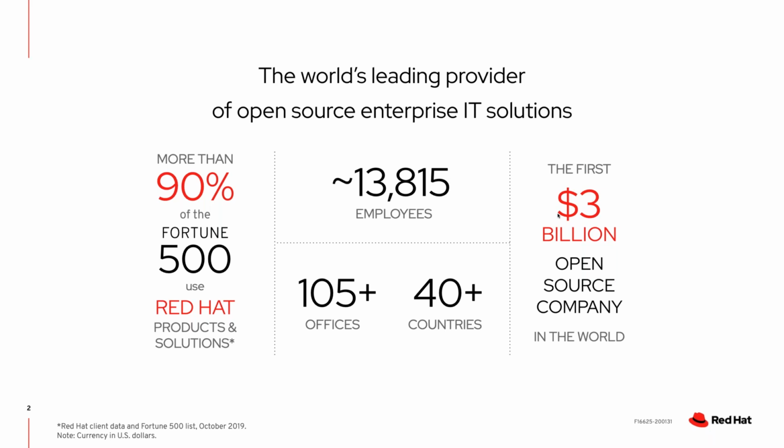We are fortunate that we work with more than 90% of the Fortune 500 companies. They use at least one or more of Red Hat's products and solutions in their data centers or on the public cloud environments, wherever they are currently present. We have more than 14, 15,000 employees, spread across the planet in more than 105 offices across 40 countries. What that means is we want to be close to where our customers are. Instead of our customers being pulled into where we are, we want to be working with them day in, day out. And we are also the first $3 billion open source company in the world, and we are incredibly proud of that achievement.